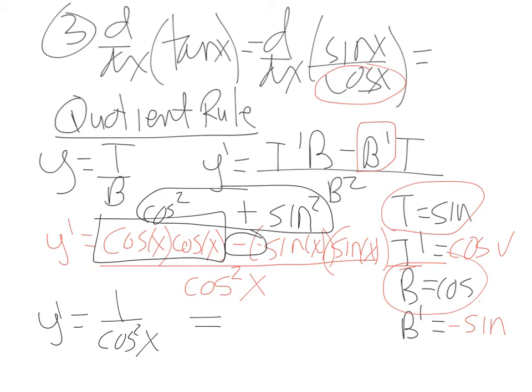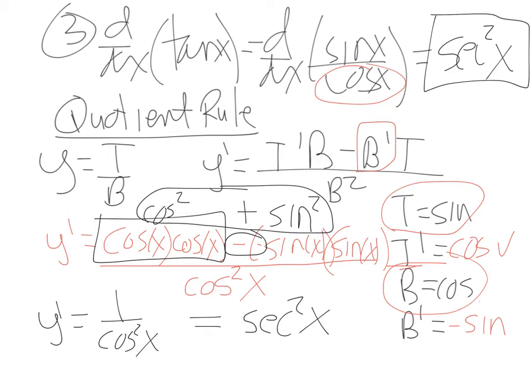But 1 over cos is sec. So it's sec squared x. Okay, so my derivative of tan x is sec squared x. Okay, and are you responsible for that derivation of that? Yes, you are. It is possible that I will ask you to prove that the derivative of tan is sec squared using the quotient rule. All right, now that we've done that, let's go and do some examples.